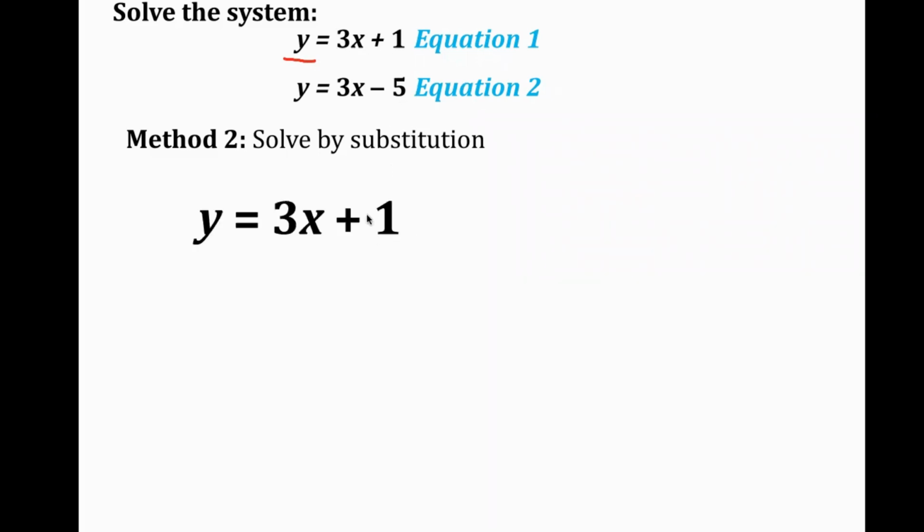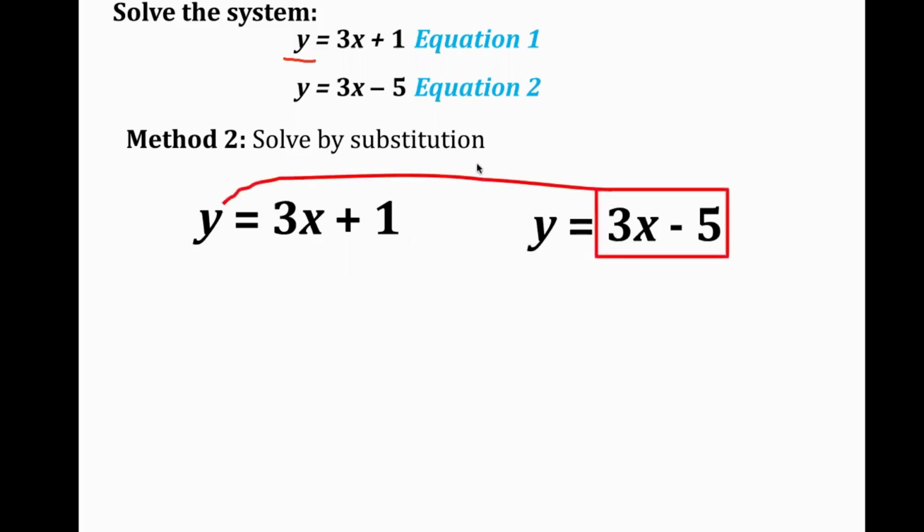So how this would look like is we have y equals 3x plus 1. We also have y equals 3x minus 5. I'm going to take 3x minus 5, and since it's set to y, I'm going to substitute it into the y value of my other equation. You could also substitute 3x plus 1 for y into this equation, but it just depends on preference. So once you do that, you can go ahead and rewrite your equation, which gives you 3x minus 5 equals 3x plus 1. And now you can solve for your x value.